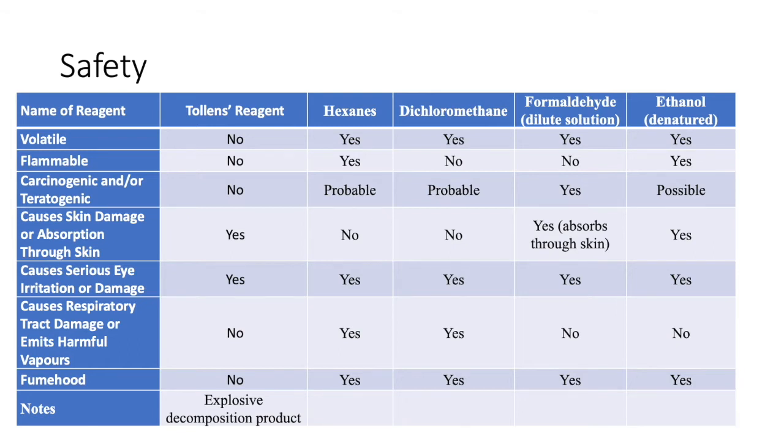While of course each chemical is going to have its own specific hazards associated with it, the reagents that we'll be using in this experiment share a number of similar hazards. Many of them are volatile, some of them are flammable, many are either considered carcinogenic or probable carcinogens, and many of them will cause serious skin or eye damage, or possibly even be absorbed through the skin. Some of them, because they're volatile, can also be inhaled and cause damage to the respiratory tract.